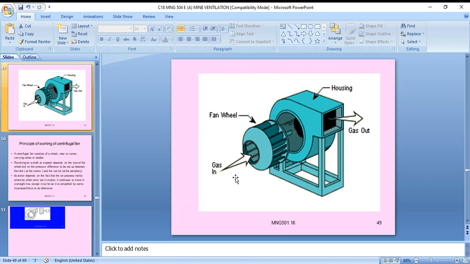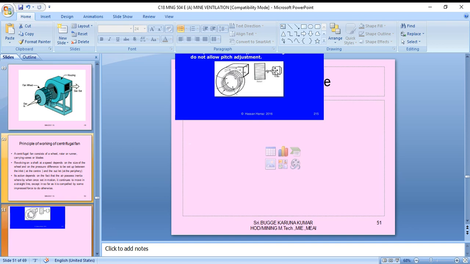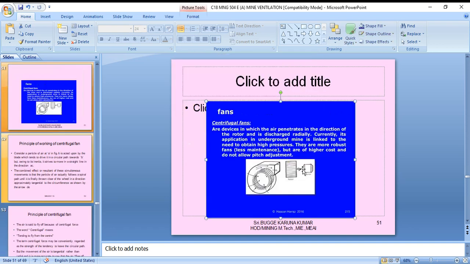So this is the main inlet, the air is entering, a gas may be entering, whatever it may be. It is a rotating impeller, so what happens? The air will be thrown outside. This is the casing, so it is not possible to go outside. There is only the opening, and it comes out there. So here the outlet is provided. Most exhaust fans are centrifugal fans, just like a centrifugal pump. Just as water comes outside, similarly air will come outside. So that principle is shown here again.